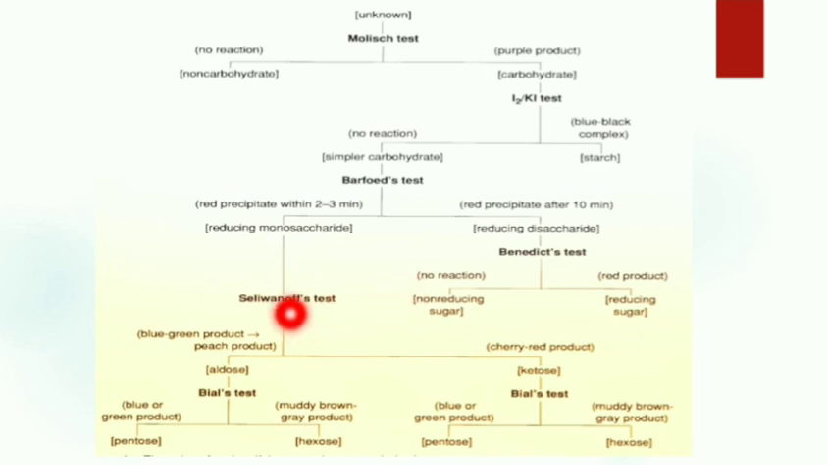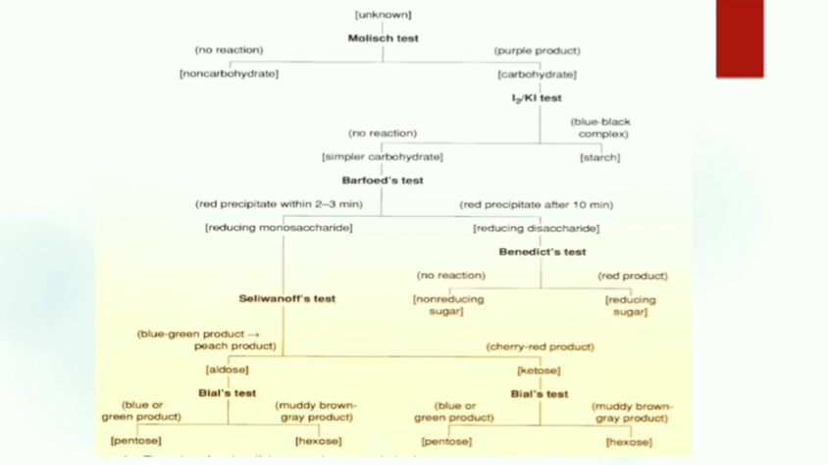If the compound shows a blue-green product or blue-green color in the reaction, you can remember there will be aldose and ketose. If there is a blue-green product after performing the Seliwanoff test, these are aldoses. If there is a cherry red color, these are ketoses. So you have to remember this difference when you are performing the Seliwanoff test.